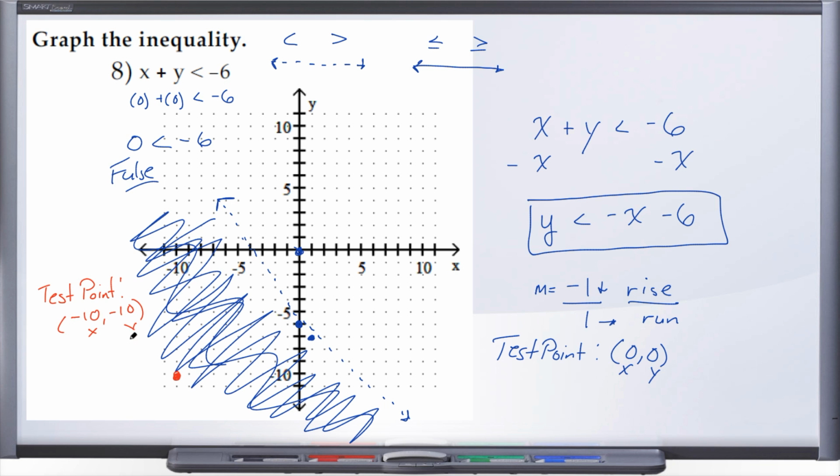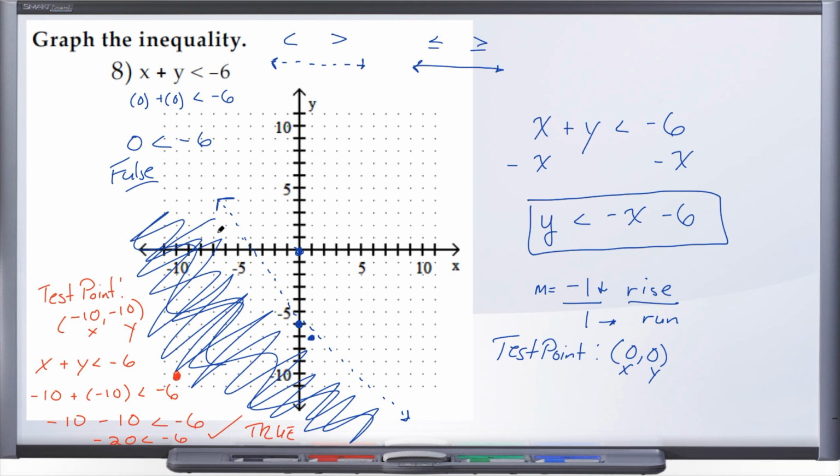This is our x, this is our y. We're going to plug this point into the original inequality at the same time. We had x plus y is less than -6. So we have -10 plus -10 is less than -6. Here we have -10 minus 10, which is -20, is less than -6. Is -20 less than -6? Yes, it is. That's a true statement.